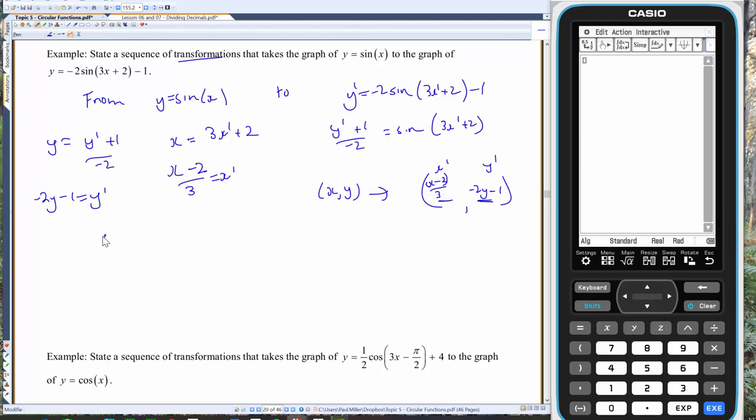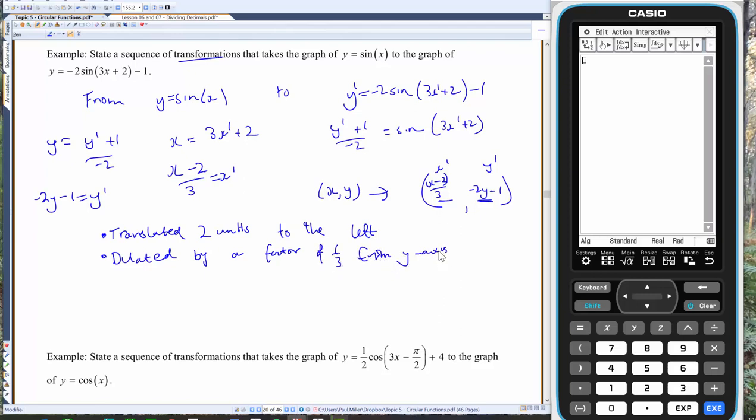So we're going to say the following. Here's the first transformation: translated 2 units to the left, and then dilated by a factor of 1/3 from the y-axis. Okay, so 1/3 from y, because dilations from y change the x value.